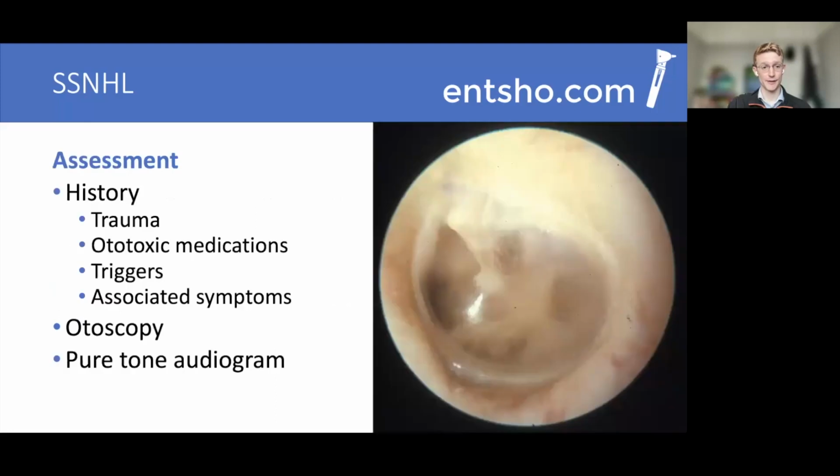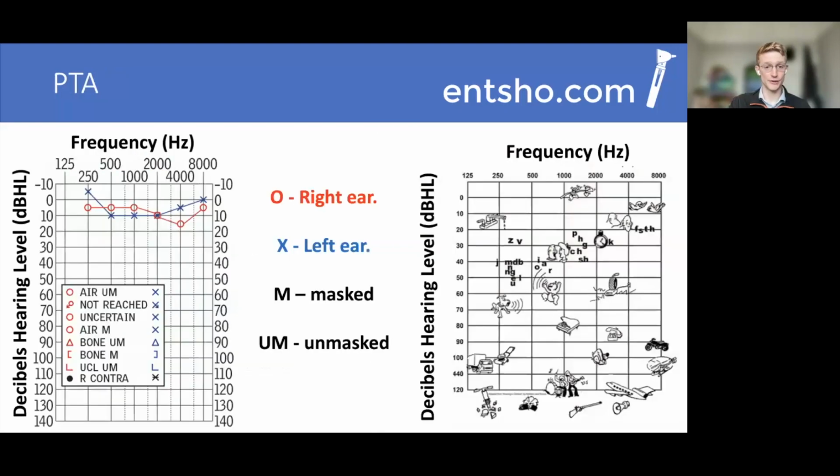microvascular impairment to the ear. So assessment, you want to make sure you're not missing another cause of this hearing loss. So any history of trauma, ototoxic medications, anything that's triggered it, any associated symptoms. You want to do an otoscopic examination, really trying to exclude any kind of ear infection that may be responsible for the symptoms, and perform an audiogram to confirm the diagnosis, as we talked about, greater than 30 decibels over 3 contiguous frequencies.